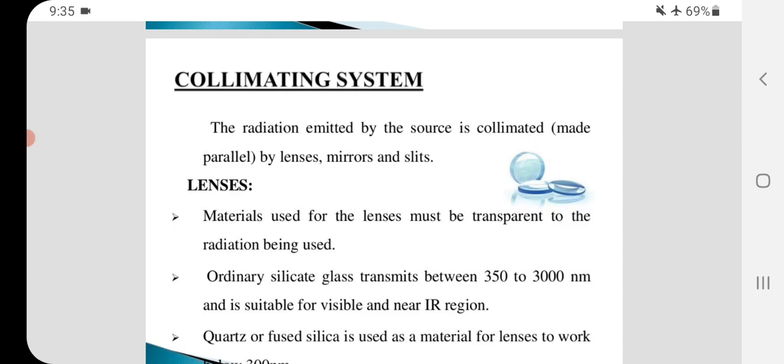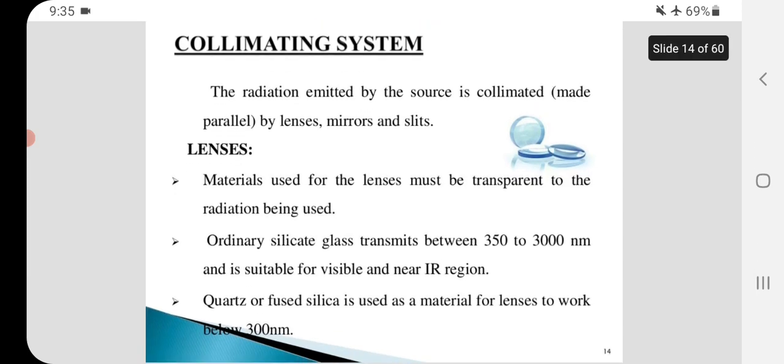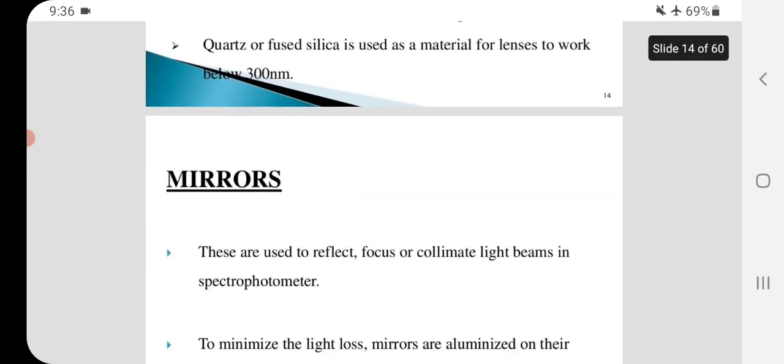Collimating system. The radiation emitted by the source is collimated by lenses, mirrors and slits. Lenses. Materials used for the lenses must be transparent to the radiation being used. Ordinary silicate glass transmits between 350 to 3000 nanometer and is suitable for visible and near IR region. Quartz or fused silica is used as a material for lenses to work below 300 nanometer.